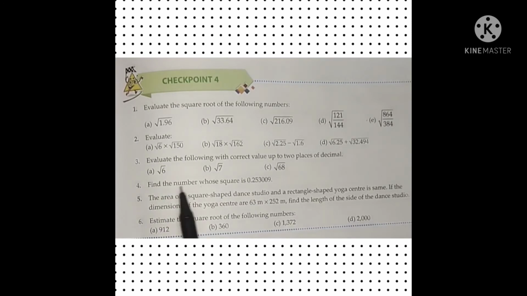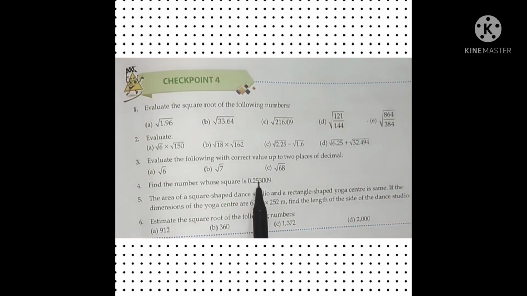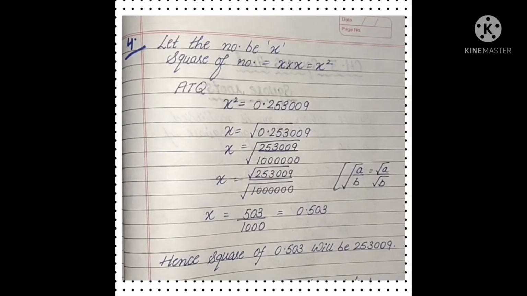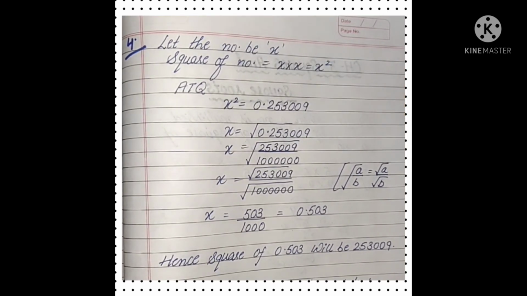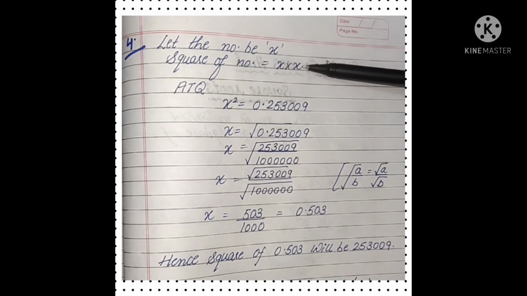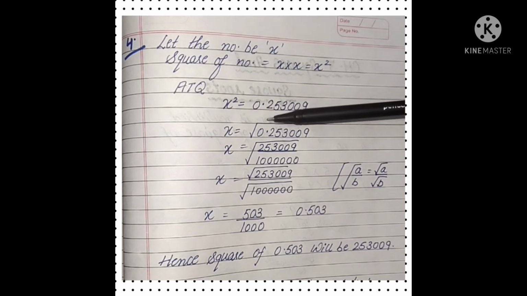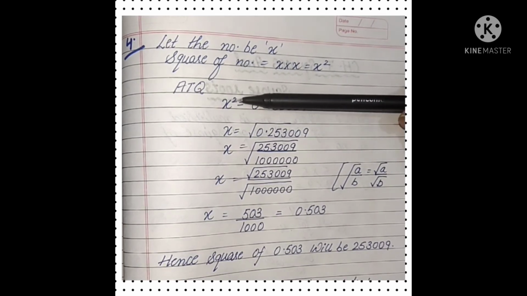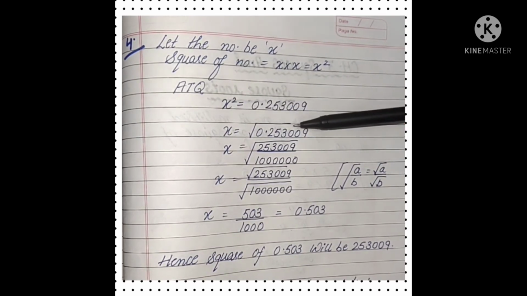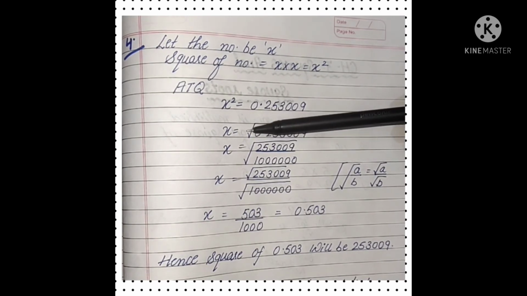Question number 4. Find the number whose square is 0.253009. Means we have to find a number whose square is the given number. Students, suppose that number is x whose square is given in the question. So suppose the number is x, then its square will be x multiply x, that means x square, and it is given in the question that the square of the number is 0.253009. On transposing this power 2 to the right side, it will be converted into square root.